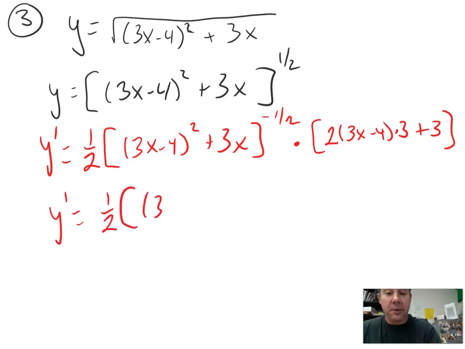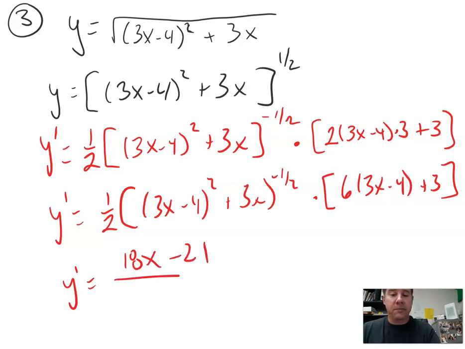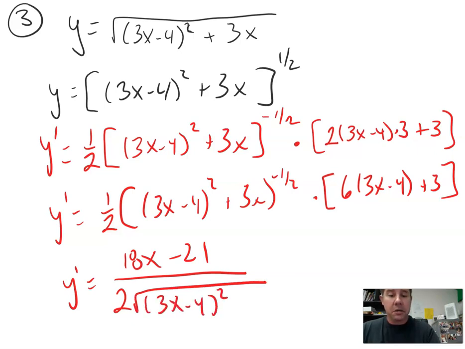1/2 times 3x minus 4 squared plus 3x to the negative 1/2 times, if I simplify this here, I'm going to get 6 times 3x minus 4 plus 3. Or if I multiply all this stuff on top here, 6 times 3 is 18x, 6 times 4 is minus 24, plus 3 is minus 21. This 1/2, the 2 would go on the bottom, right? The 1 on top. And because this had a negative exponent, this would go on the bottom as a 1/2 power radical. And there's my derivative the way it looks in the back of the book.